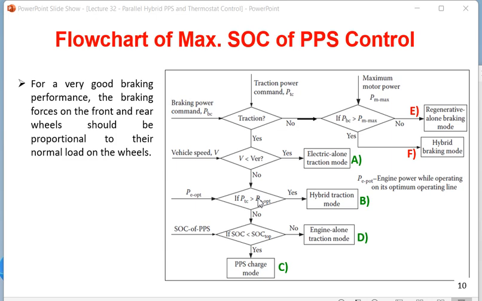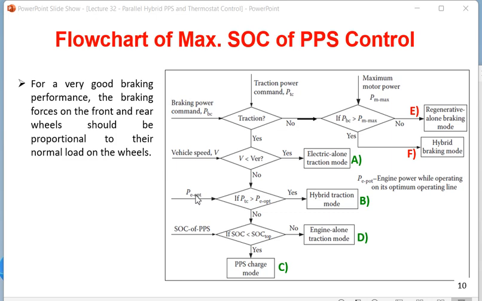The condition in that case is VEOPT. What is VEOPT? It is given here. It is the engine power while operating on its optimum operating line. We have found that the engine has two operating lines, one is line 3, another is line 4. Line 3 is the maximum optimum operating output from the engine. That is, it is going to give power to the load, as well as charge the PPS at the same time.